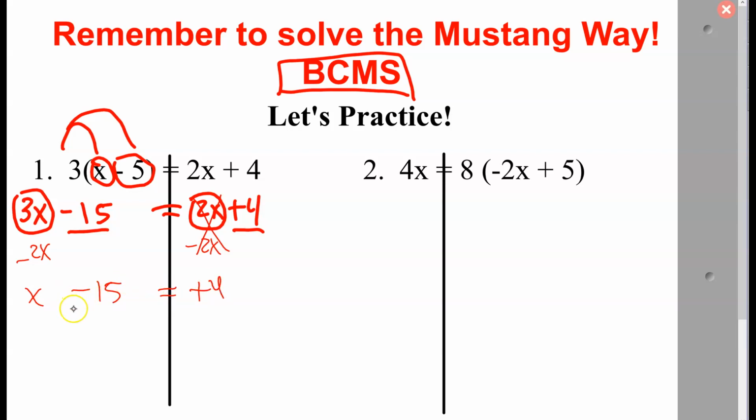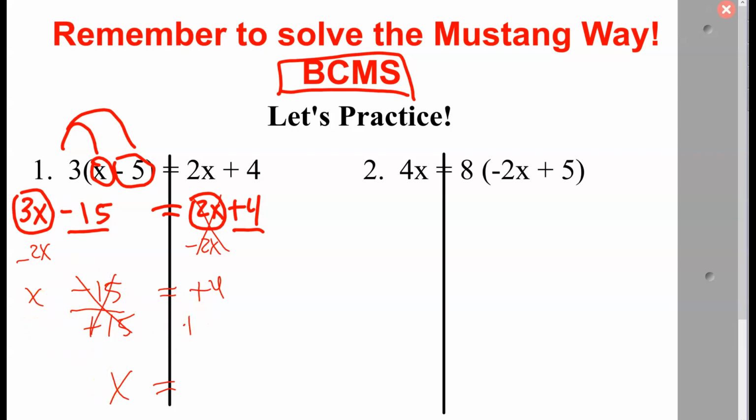So now what has to happen is I need to actually move the part without the variable, right? Because I want to end up isolating my x. That's what we've been doing. So this is a 1x. That's a minus 15. So I need to get x by itself. I need to get rid of the minus 15. And I do that by adding, right? That takes it away, which is what we want.